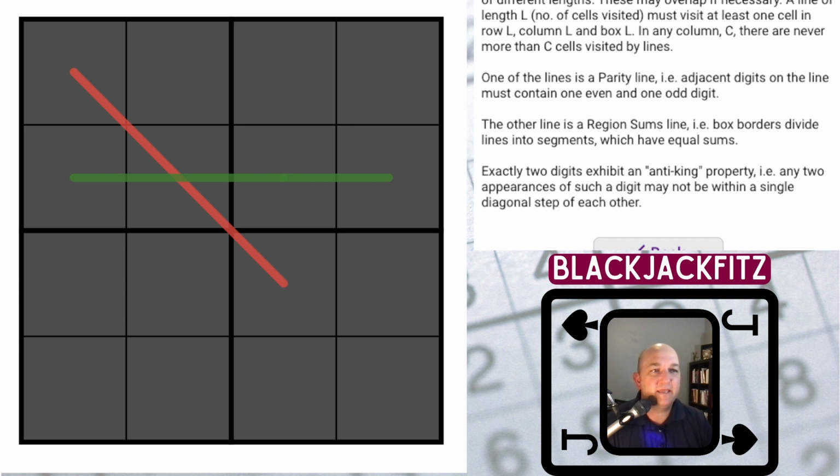A line of length L, which is the number of cells visited, must visit at least one cell in row L, column L, and box L. Okay, so L stands for length. In any column C, there are never more than C cells visited by a line. Ooh, okay, so that's really trippy.